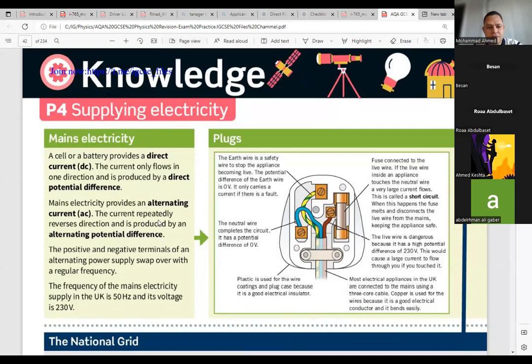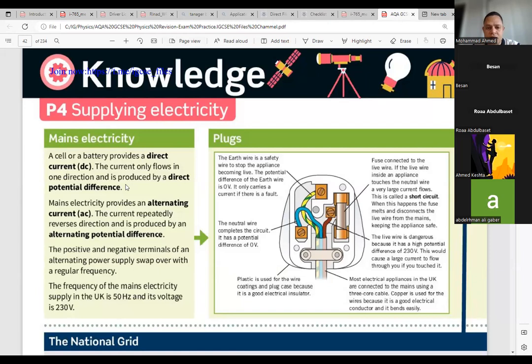Potential difference, V, is the amount of voltage in a battery. So we have two different types of current. We have direct current, the current that only flows in one direction, and this direct current is produced by direct potential difference.